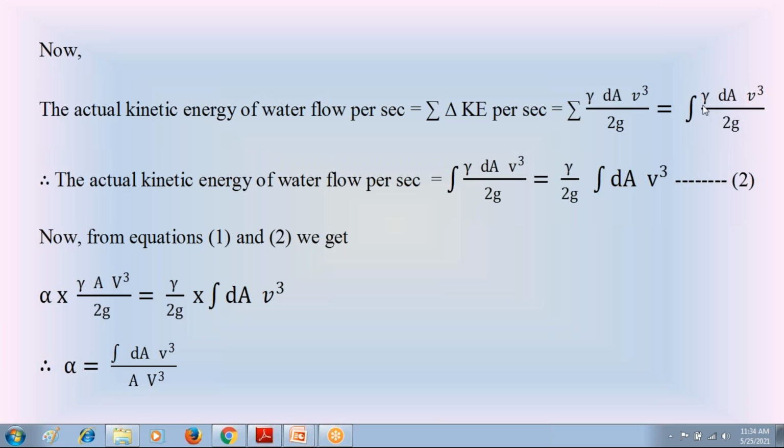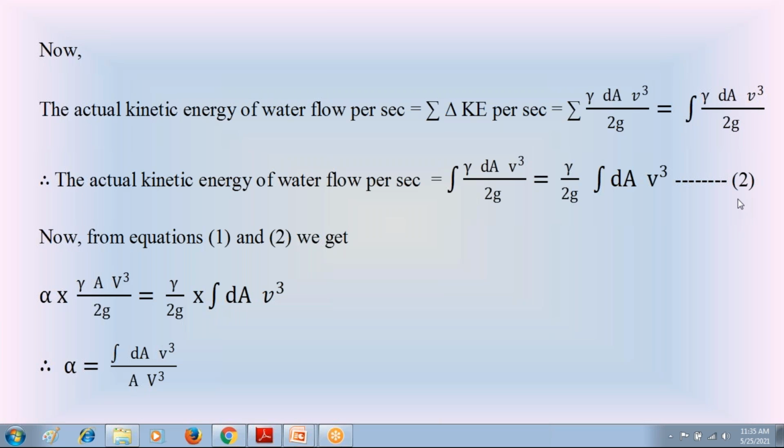In this integration, gamma, the unit weight of water, is constant, so take it outside the integration. 2g is also constant, so take it outside the integration. So you get the equation for the actual kinetic energy of water flow in the open channel per second, equal to gamma by 2g into the integral of dA into v cube. This is equation 2. So we have equation 1 and equation 2.